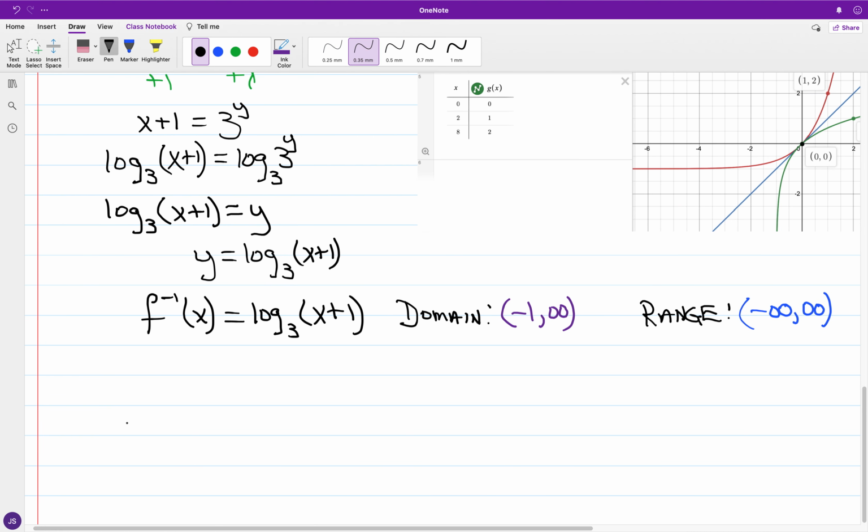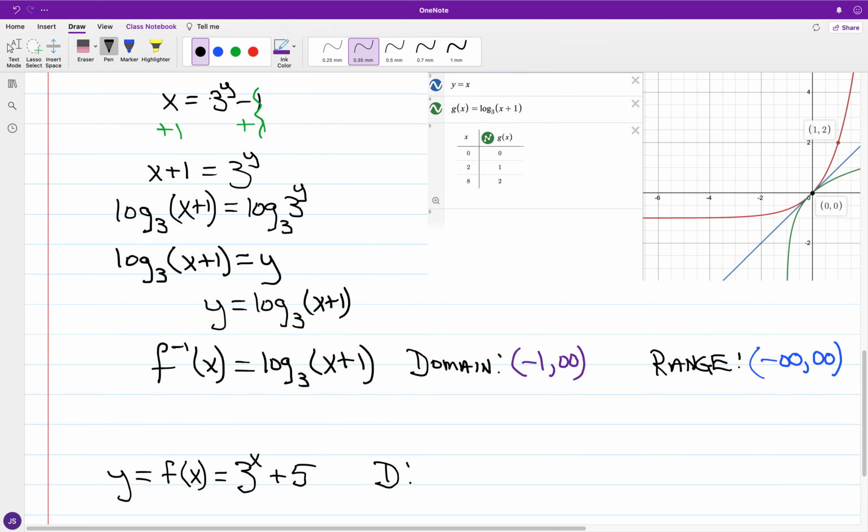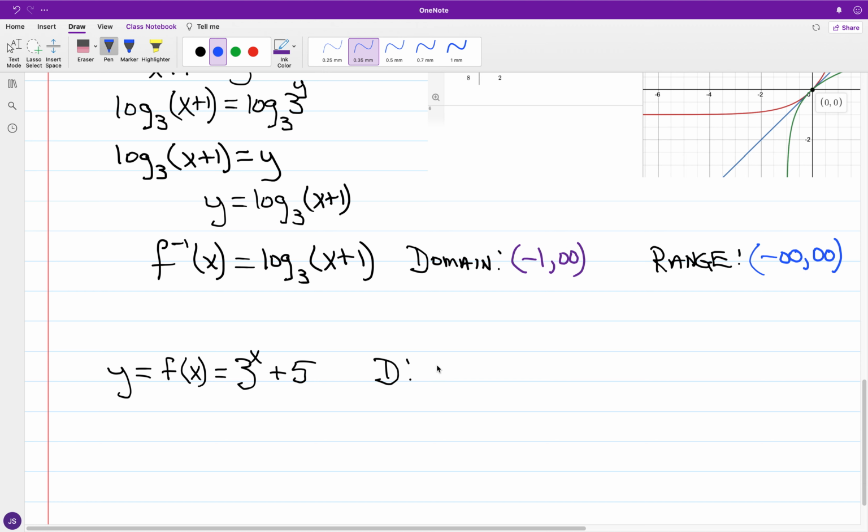Now, just one other modification, and I'm going to keep this along the lines of the base 3. Let's say that y is equal to f of x, and we have f of x is equal to 3 to the x, and now we have an upward shift of 5 units. Again, x is still in the same position, and the domain is going to be the set of all real numbers.